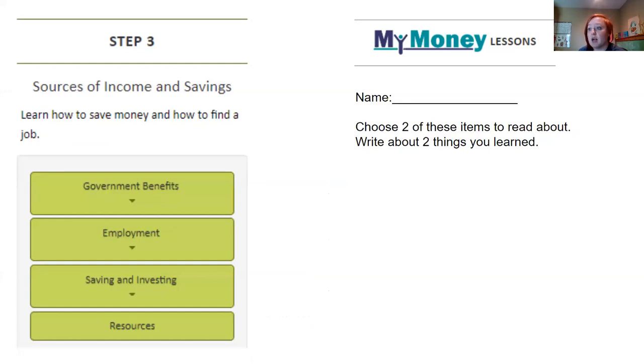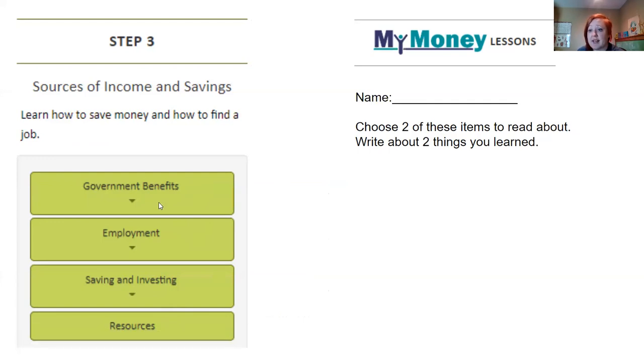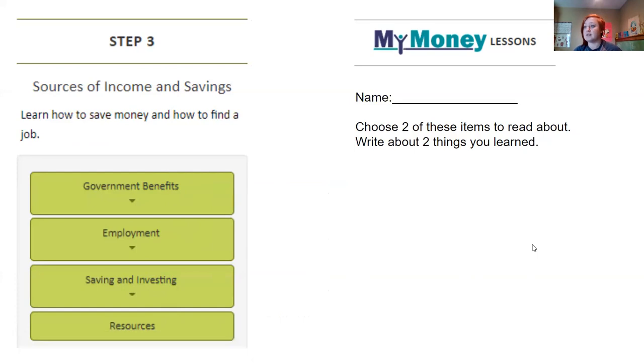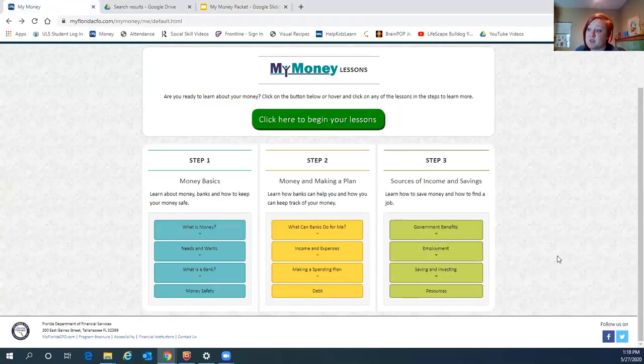This is where it gets a little bit more complicated, and most of these don't have videos. So what I'd like you to do is choose 2 of these items to read about. Government benefits would talk about SSI and SSDI. Employment talks about income from work. Savings and investing in other resources. I want you to choose 2 of those to read about. And then you can certainly write about the 2 things you learned on here if you have a packet. If not, we can discuss it. And if you'd like a packet to complete those activities on, I would be so happy to send you one.